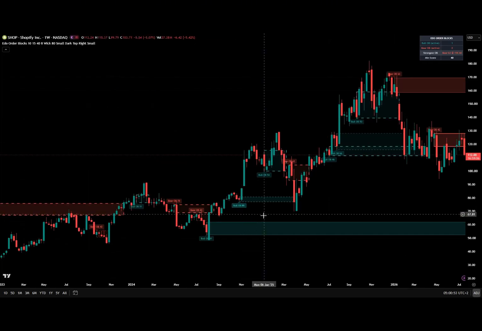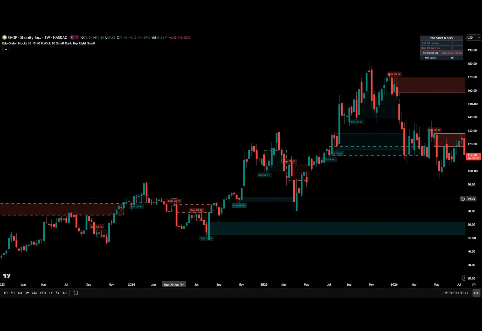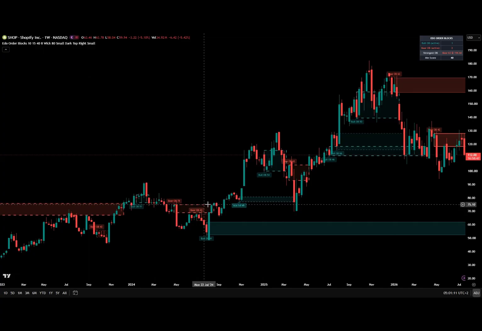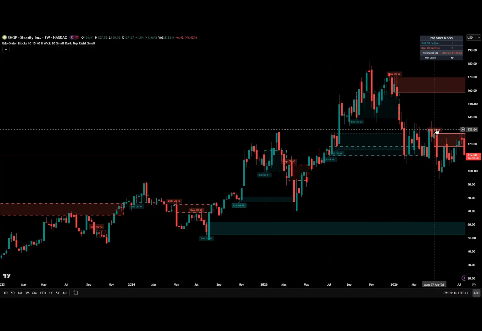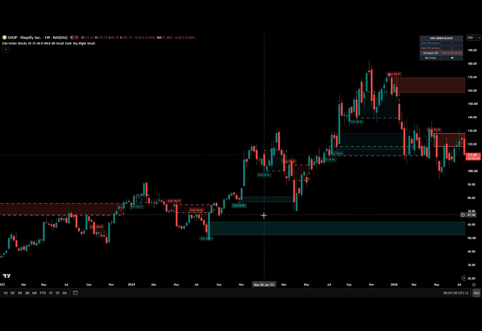If price closes all the way through the block, the zone is mitigated. The order it represented has been filled and consumed, so it loses its edge, and the border turns dashed. A mitigated block is history, the level did its job, and price moved on. On Shopify Weekly the dashed boxes are the spent zones, and the solid ones are still live. Reading active versus mitigated tells you which levels still matter.